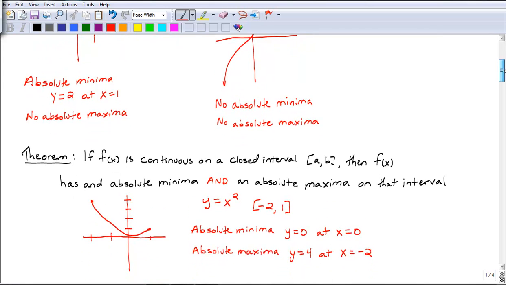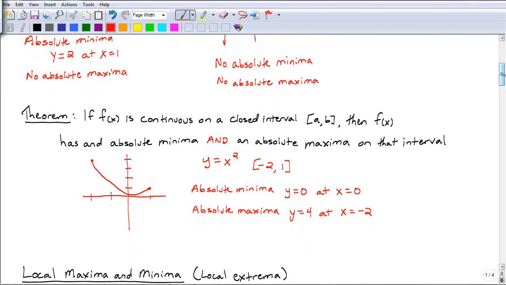Now what the theorem says is if you have a function that's continuous on a closed interval from a to b, then f of x has an absolute maximum and minimum on that interval. And here's an example, y equals x squared. Y equals x squared will go up and down forever. So it would have an absolute minimum, but not necessarily an absolute maximum. But they give me a closed interval. They tell me that x goes from -2 to 1.